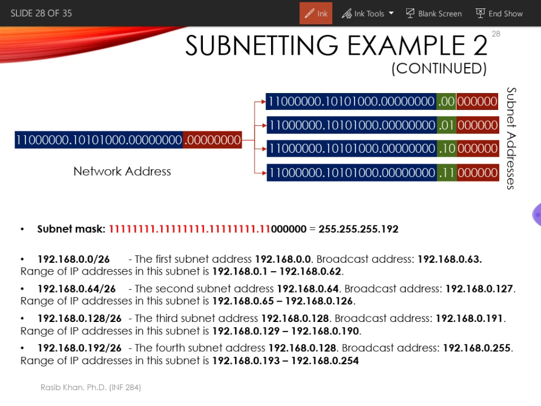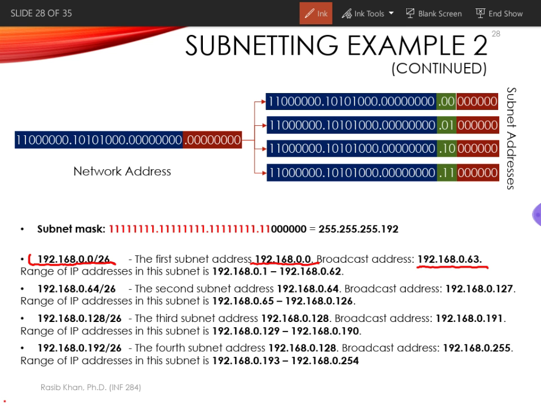And just the way that we calculated for individual networks, that's the same rule that we apply for subnets. We just take this subnet address and we set all the host bits to zeros. We get the subnet address. We set all the host bits to ones. We get our broadcast address.